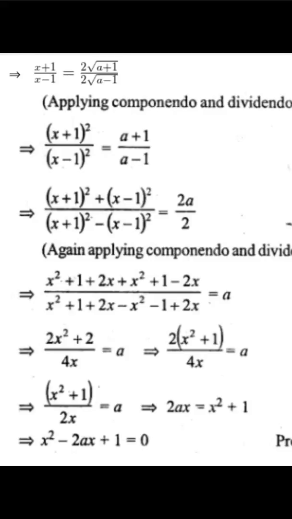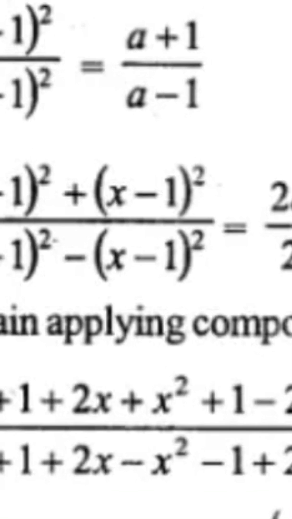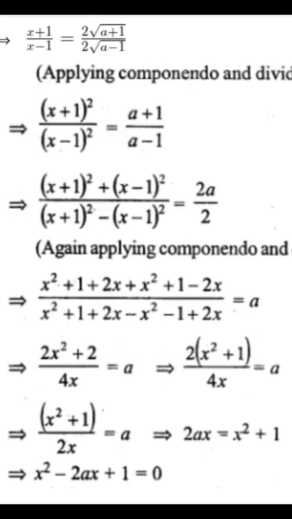We will be solving it using the identities. The two identities here are: (a plus b) whole square, what is it? a square plus b square plus 2ab. And the other one, how will you solve (x minus 1) whole square? It is (a minus b) whole square, which is a square plus b square minus 2ab. Now once I open it, (x plus 1) whole square can be written as x square plus 1 plus 2x, and (x minus 1) whole square as x square plus 1 minus 2x.